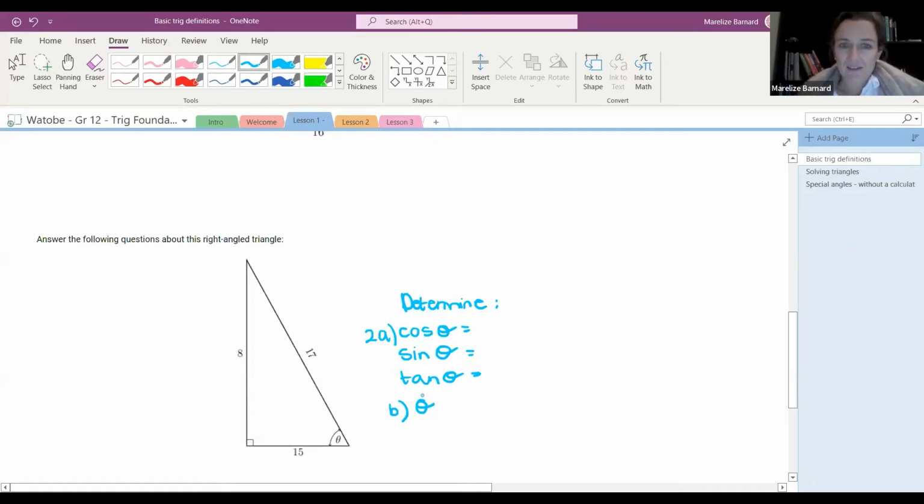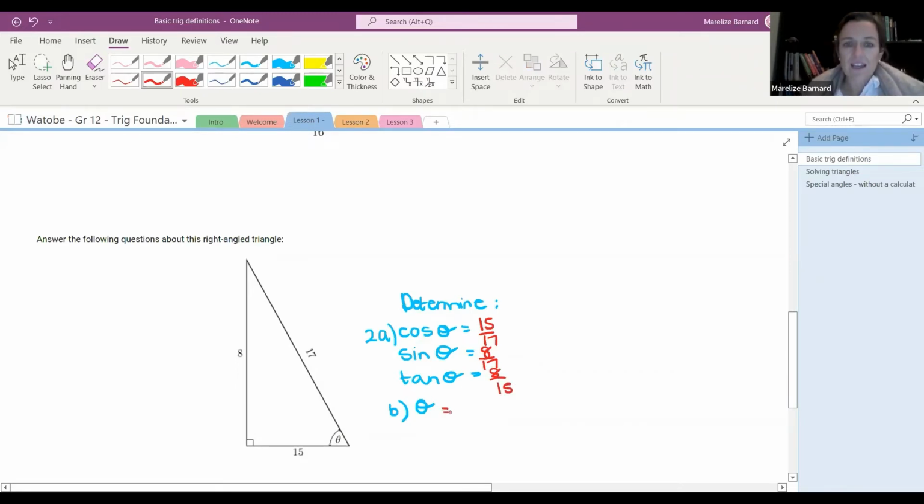Okay, right. Let me catch up with everyone. So cos theta is adjacent over hypotenuse. So I agree, that's 15 over 17. As simple as it is, so we don't need to do any further work. Sine theta is opposite over hypotenuse. So opposite is 8 over 17, which is 8 divided by 17. And tan theta is, someone says, 8 over 15. Let's check. Opposite over adjacent, yes.